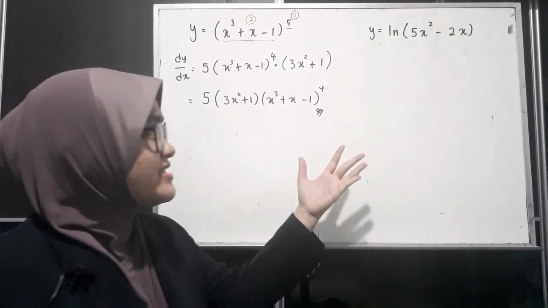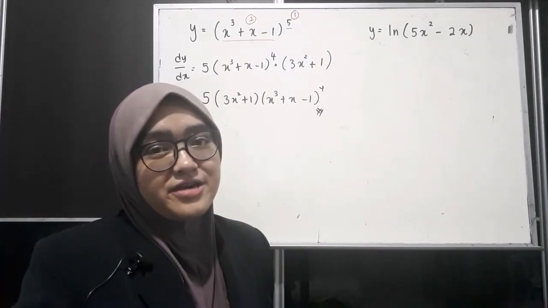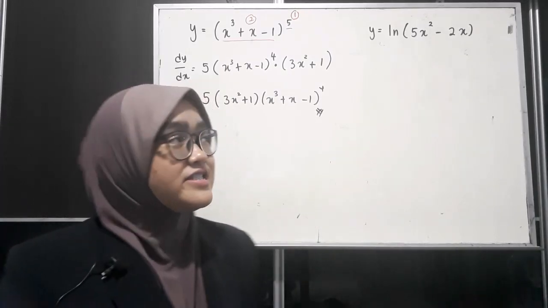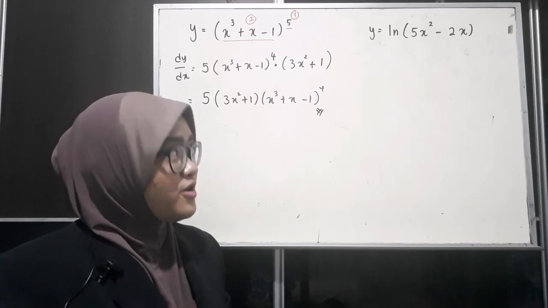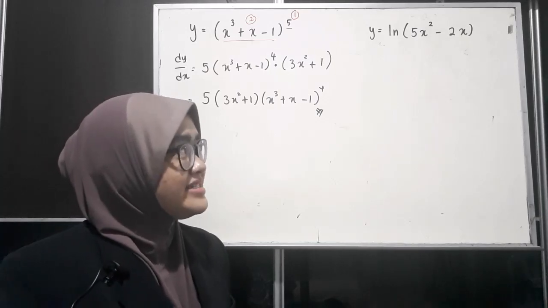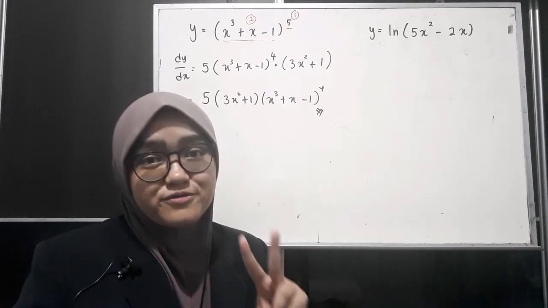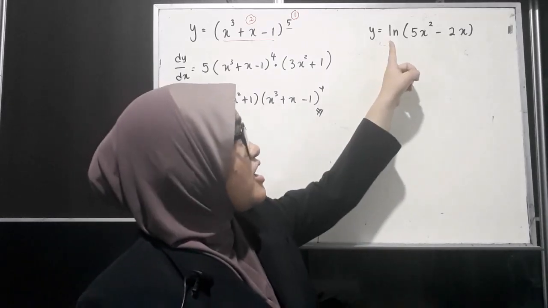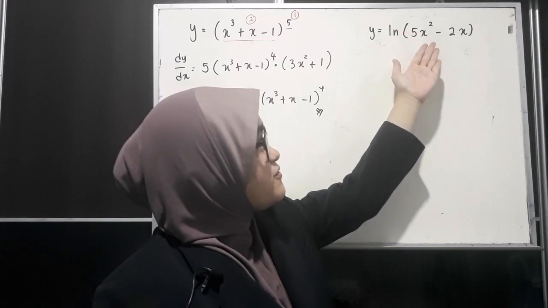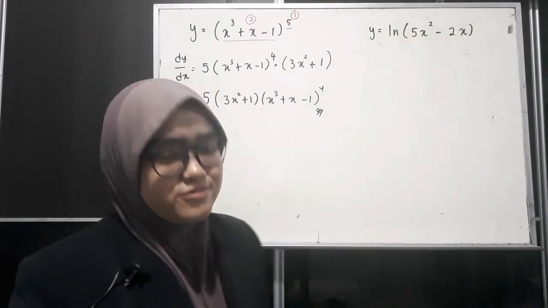Moving on to the next example. Here we have another composite function. Y equal ln 5x squared minus 2x. So again, this is a combination of two functions. Number 1, ln, and number 2, 5x squared minus 2x.